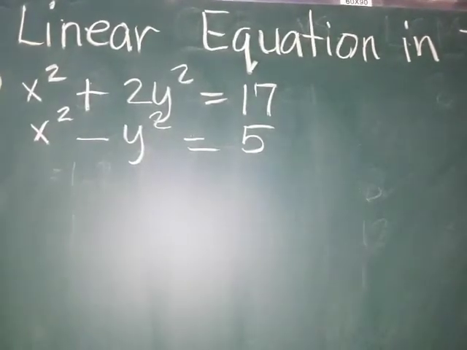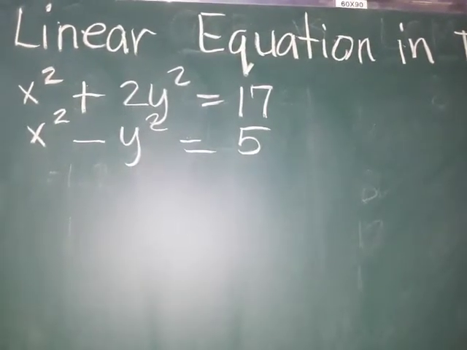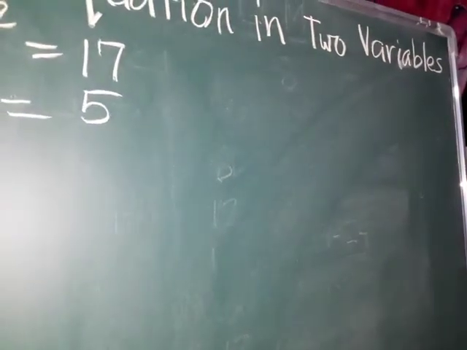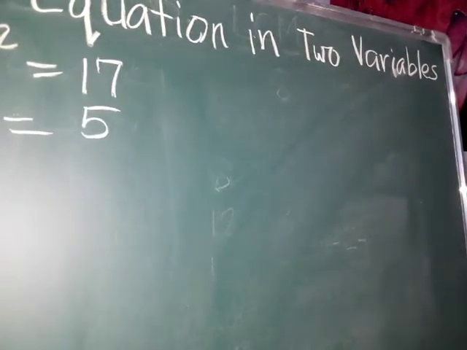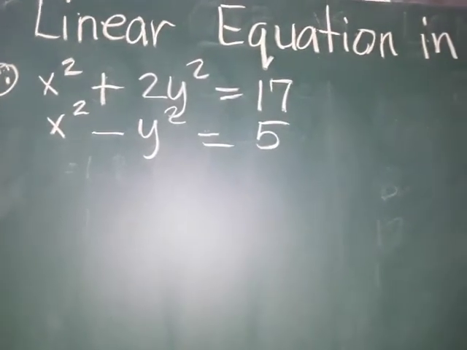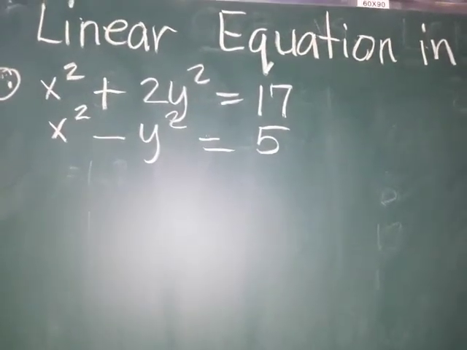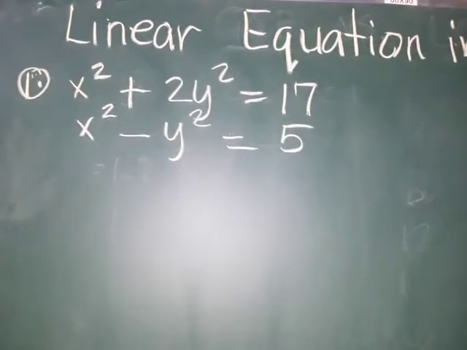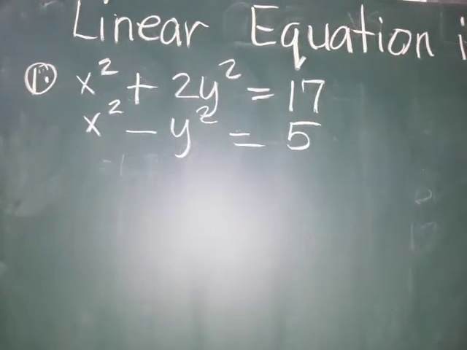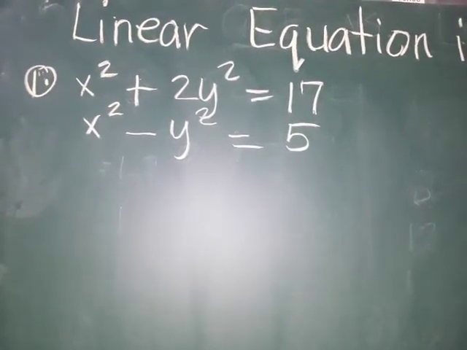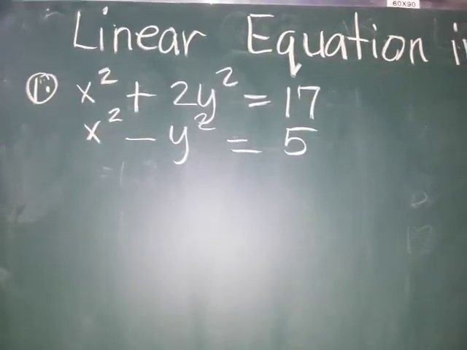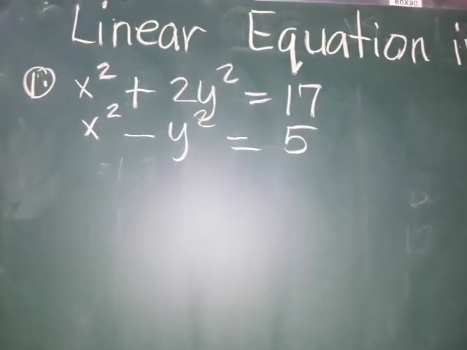Hello everyone. Today we're going to discuss linear equation in two variables. Someone asked for help, so I decided to make this lesson. We have here an example: x squared plus 2y squared is equal to 17, and x squared minus y squared is equal to 5. How do we get the value of x and the value of y?